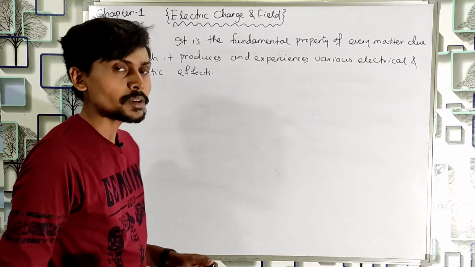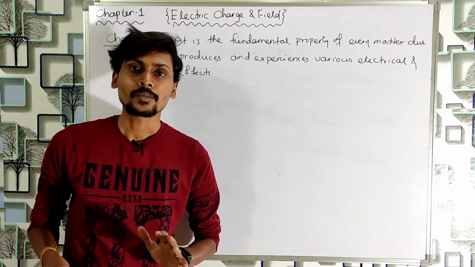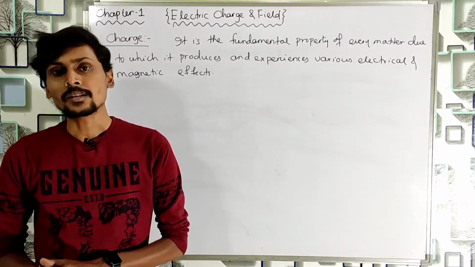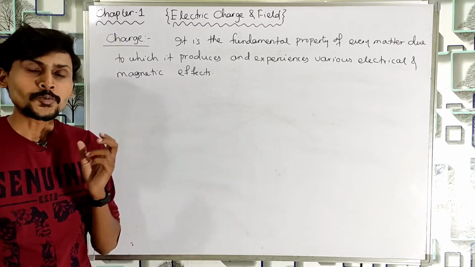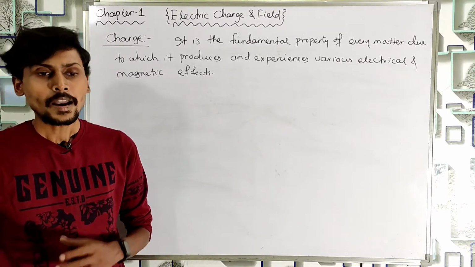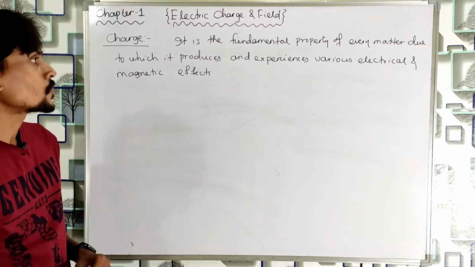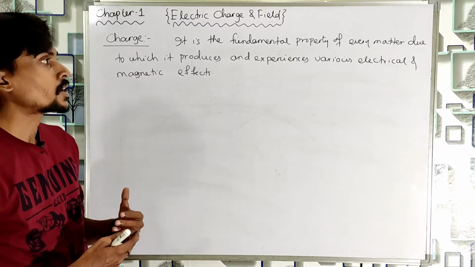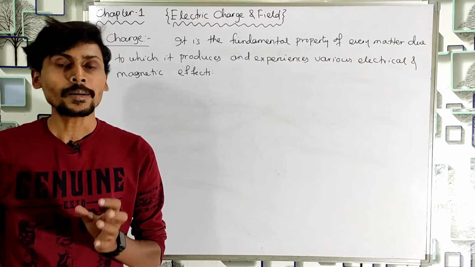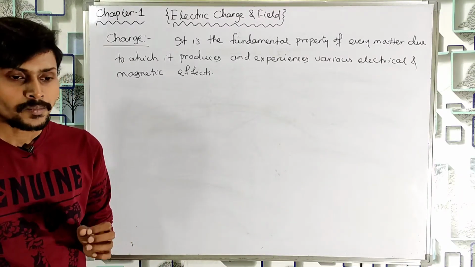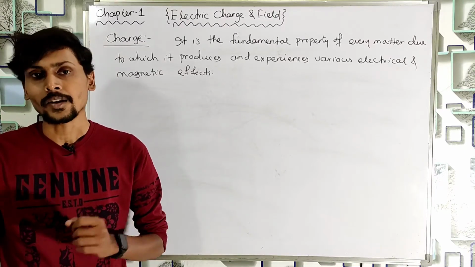So students, remember that charges are the fundamental property of every matter. In the universe, every matter is made up of charges. So charge is present in every matter. And what is the effect of this charge? So due to the charge, we can experience or we can exert or we can produce various types of electrical and magnetic effects. So remember that charge is responsible for electric as well as magnetic effect.